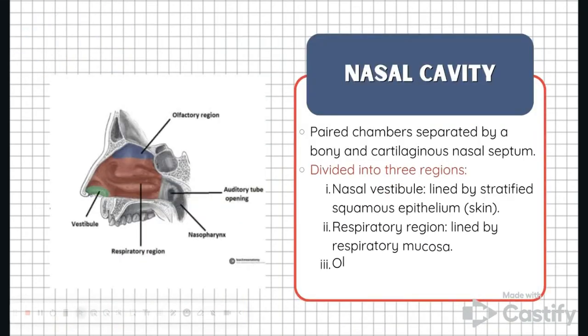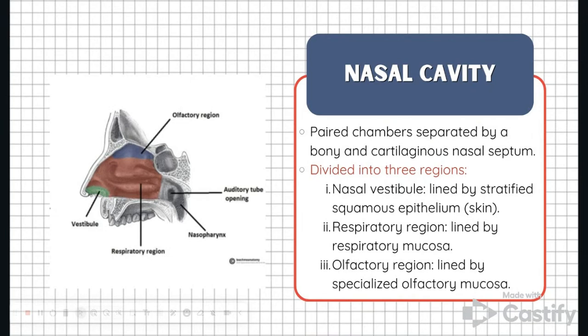Okay, now we're going to talk about the first portion, the nasal cavity. There are three parts that we're going to talk about. The nasal cavity is a paired chamber separated by a bony and cartilaginous nasal septum. We're going to split it into three parts: the vestibule, the respiratory region, and the olfactory region.